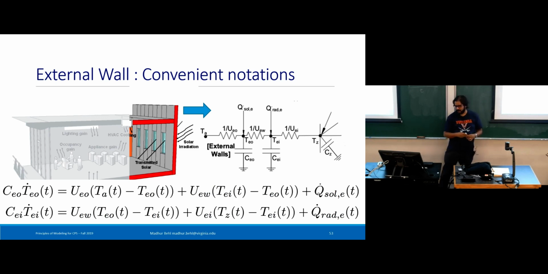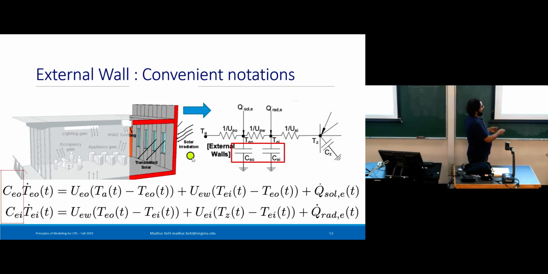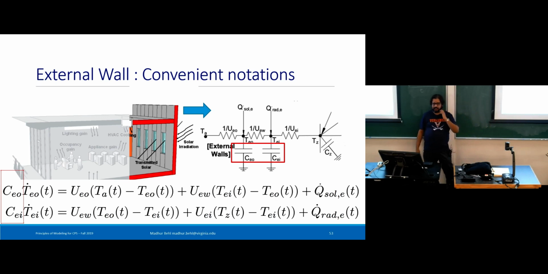The other thing to note is that I'm making a distinction between the capacitances of the external outside wall and the inside surface of the wall, right? And in our simple 3R2C example, we both had the same capacitances, right?